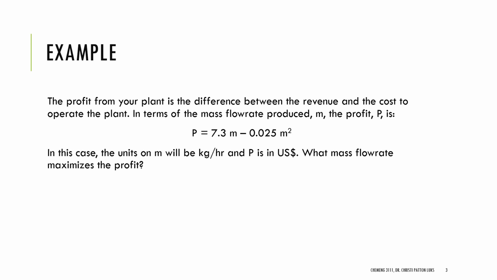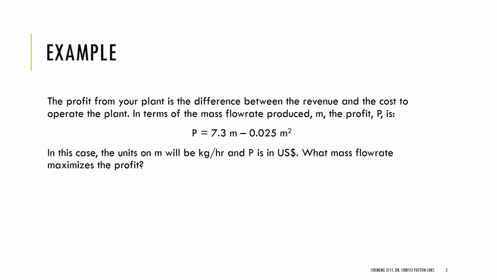Let's start by looking at a really simple calculus type problem. Let's say we've got a plant, it's going to make some product, and the profit is going to be the difference between the revenue, how much we can sell that stuff for, and the cost of operating the plant. Okay, right, our purchase price of our equipment, all of our utility costs, we've got to pay our employees, etc. So that's going to be our profit.